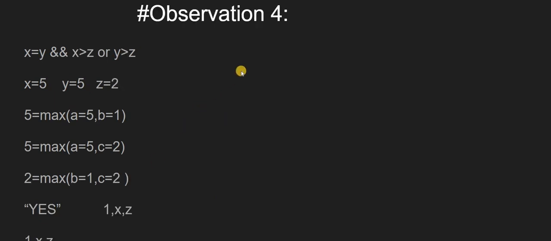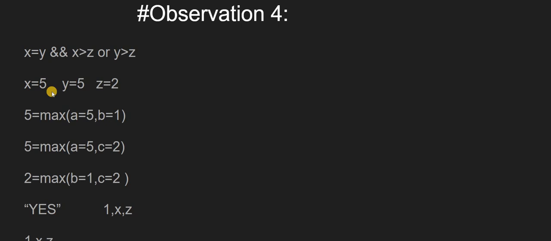So let's take another observation. Observation 4. Here x equals y and x is greater than z, or y is greater than z, because x and y are the same, so we can take anything. x is greater than z. So let's take this example.